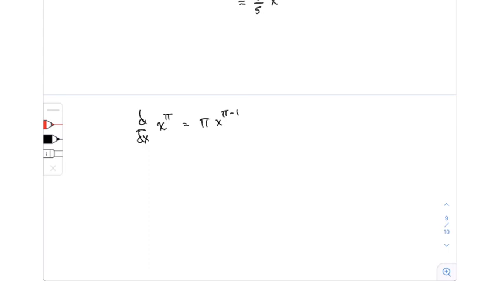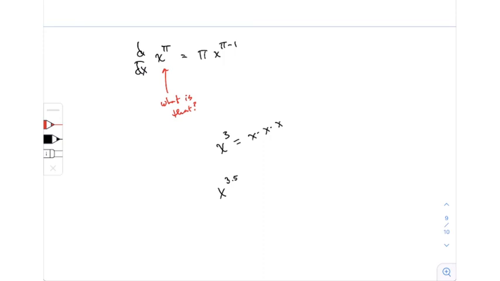Although I would ask you, this is a little something to think about. What is that, x to the power pi? Have you ever thought about what does that even mean, x to the power pi? Like, we know what x to the power 3 means. It means x times x times x, right? If I had some rational number up top, x to the power like 3.5, for instance, what does that mean? Can anyone say what that means? I mean, I know you can type it into your calculator, but what does it actually mean?